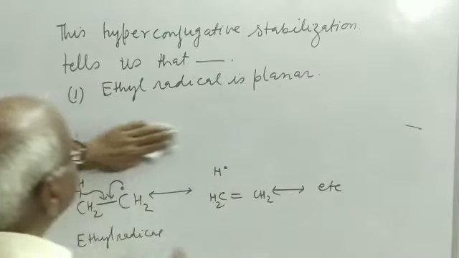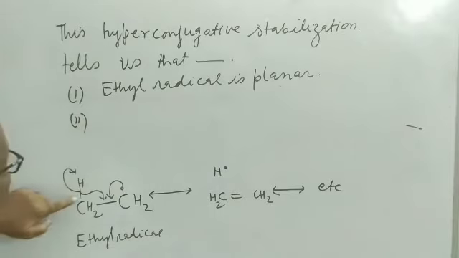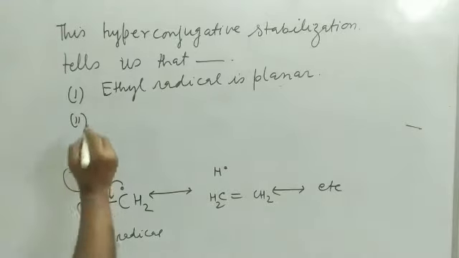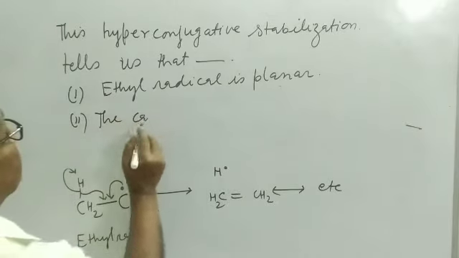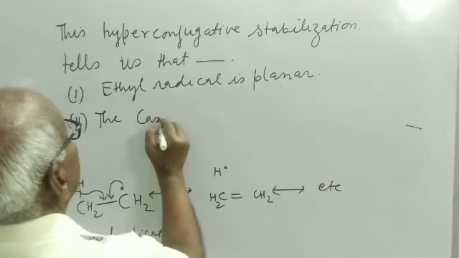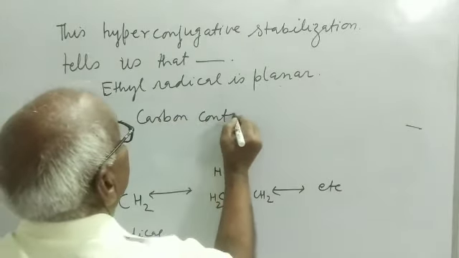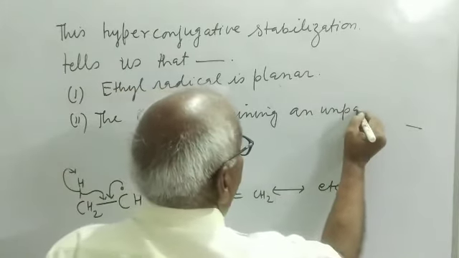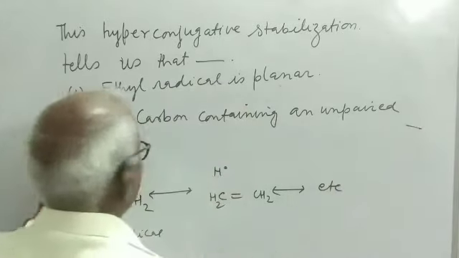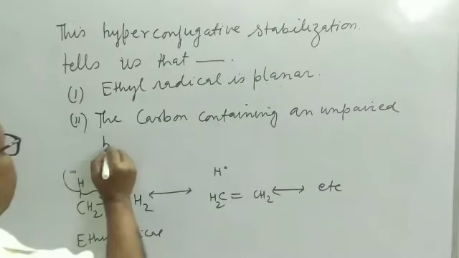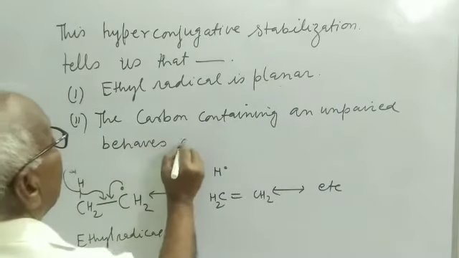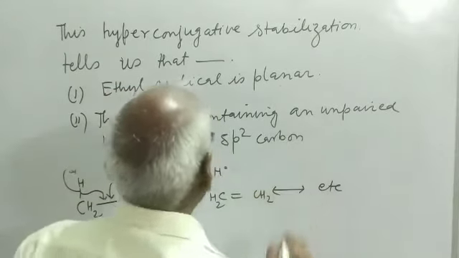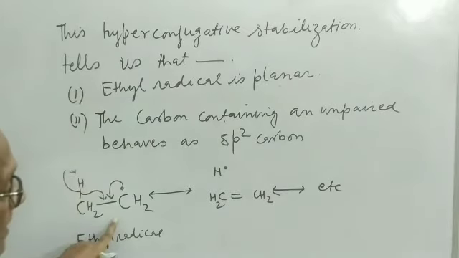Second, it tells that this electron has migrated to this position. There is formation of a double bond. It means the carbon containing an unpaired electron behaves as an sp2 carbon. That is why this radical becomes planar.